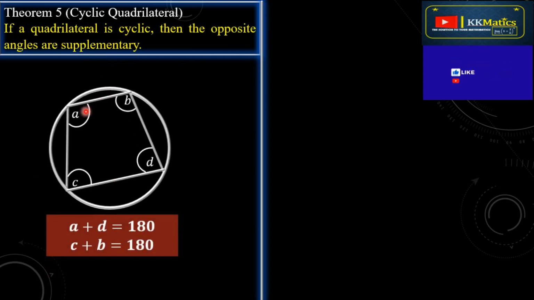So this is a cyclic quadrilateral, and here we're actually saying that A plus D are supplementary, that is, they are equal to 180, and C plus B are equal to 180, as you see there. So let's consider an illustrative example here.